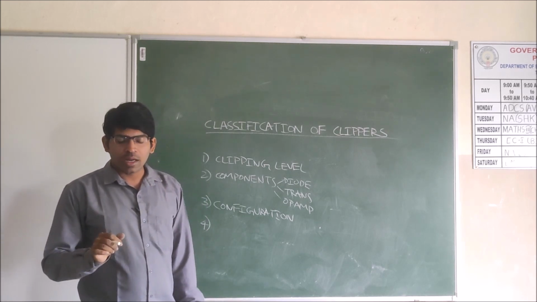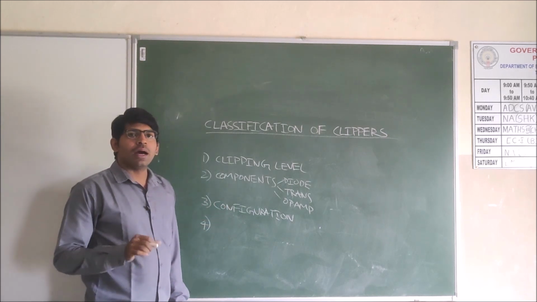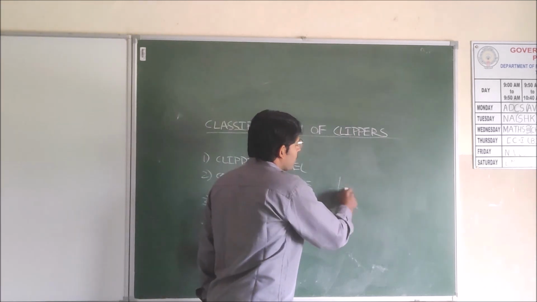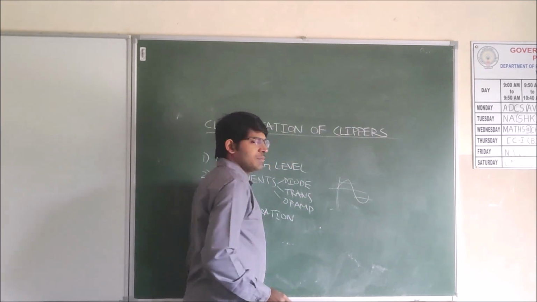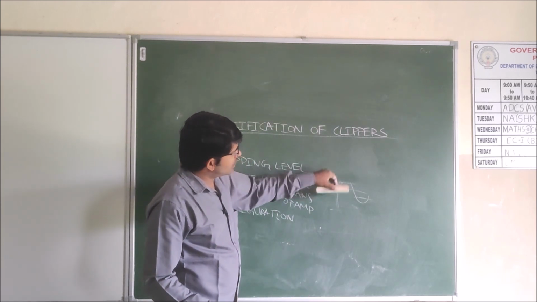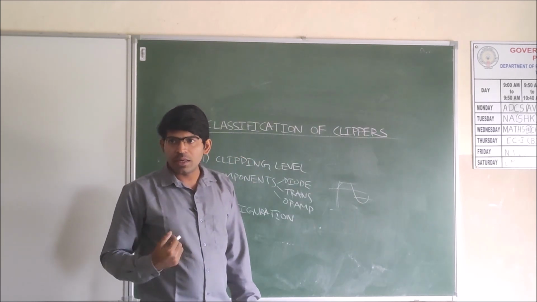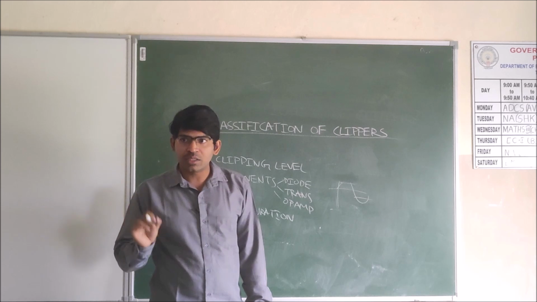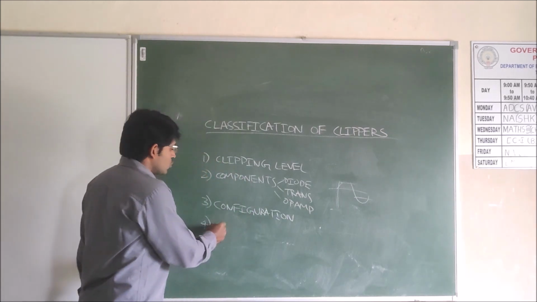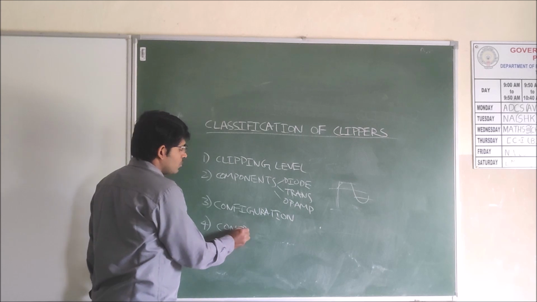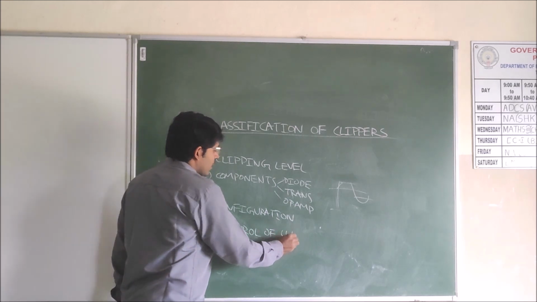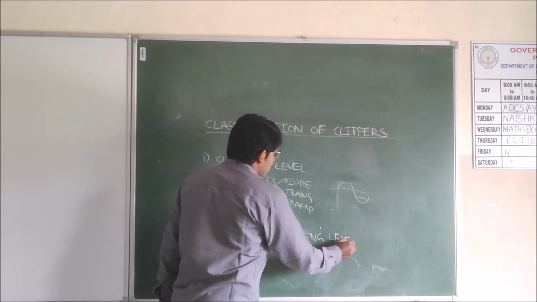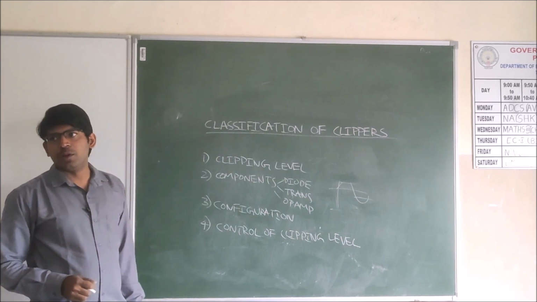And then we try to understand the clipper as a fixed clipper or a variable clipper. If we have the flexibility to change the clipping voltage, if I am capable of changing this clipping voltage, then that is called a variable clipper or adjustable clipper. If the clipping level is fixed, then that is called a fixed clipper. So based on the control of the clipping level: fixed clipper and adjustable clipper.